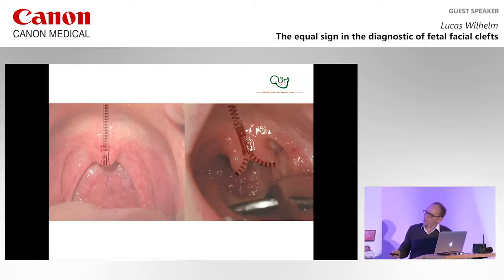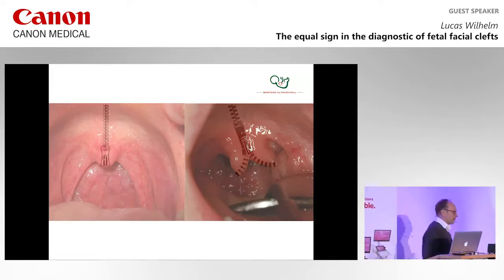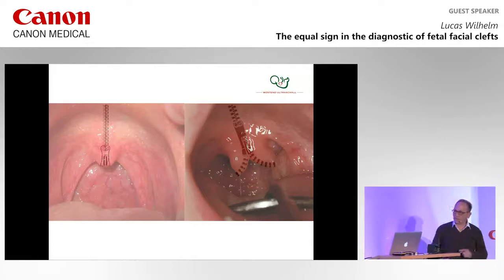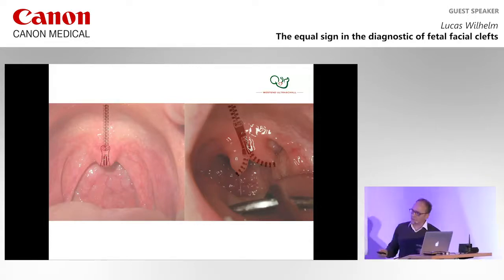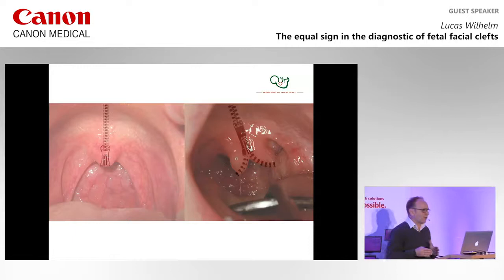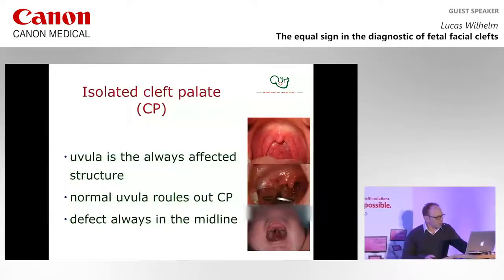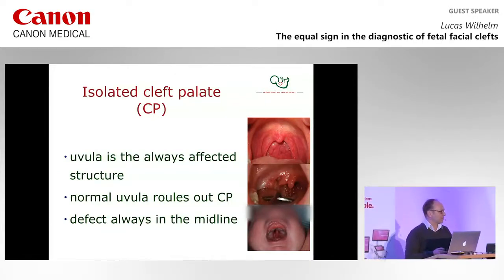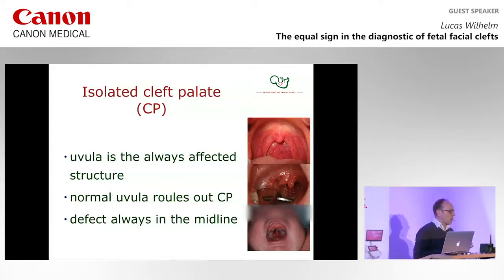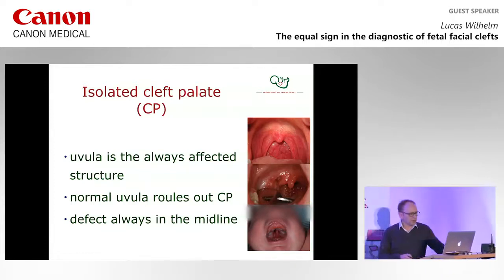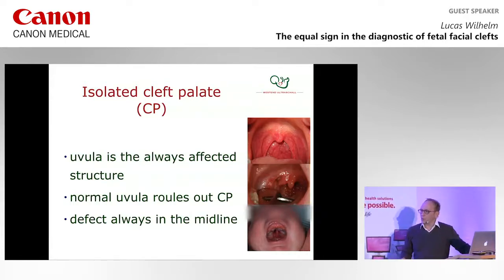The almost completely closed zipper is the mildest form of isolated cleft palate, the uvula bifida, and so on. And the wide open zipper is the cleft of hard and soft palate. So this means the uvula is the always affected structure in all cases of cleft palate. So the other way around, that means a normal uvula rules out a cleft palate. And you see the defects always lie in the midline.